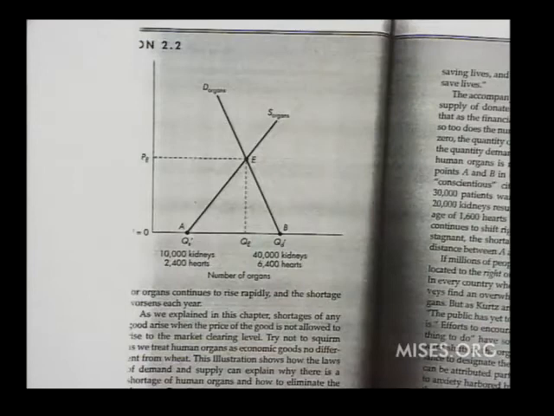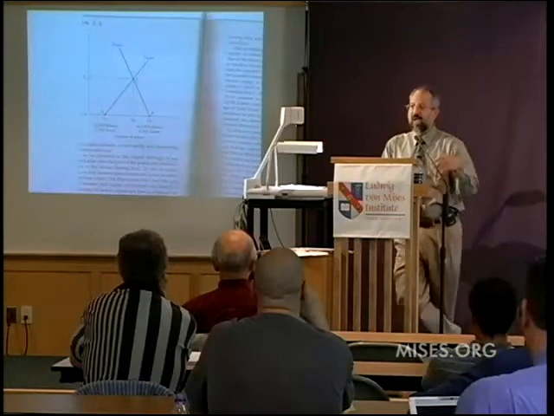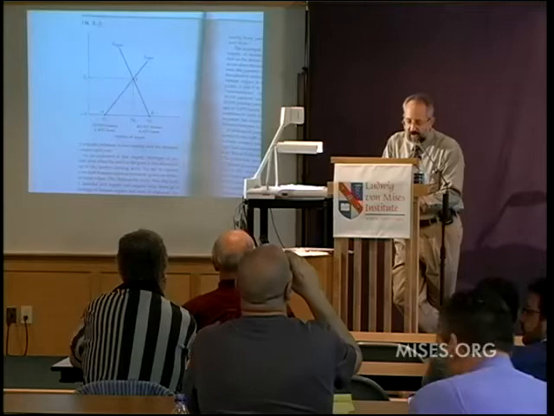The same thing with hearts. There were 6,400 people on a waiting list for new hearts, and there were only 2,400 donated at the zero price. All by relatives? Not necessarily all, but yeah, right. They were cadaveric, as we say. They were from cadavers. So basically, in 1995, U.S. doctors performed 2,400 heart transplant operations, while 4,000 patients waited for hearts.